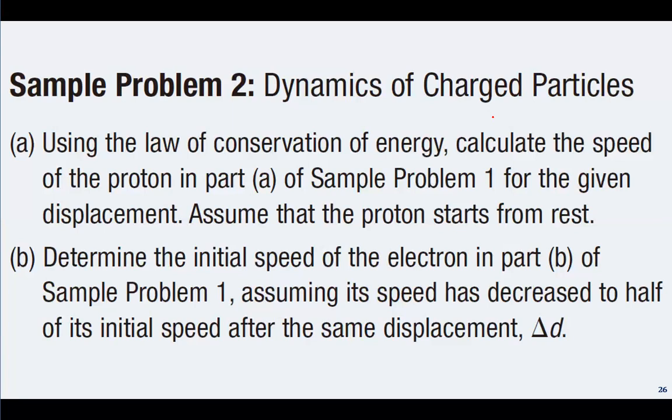So in question B, can you determine the initial speed of the electron in part B of sample problem 1, assuming its speed has decreased to half of its initial speed after the same displacement? Okay, you have 5 minutes. Have a look at this question.